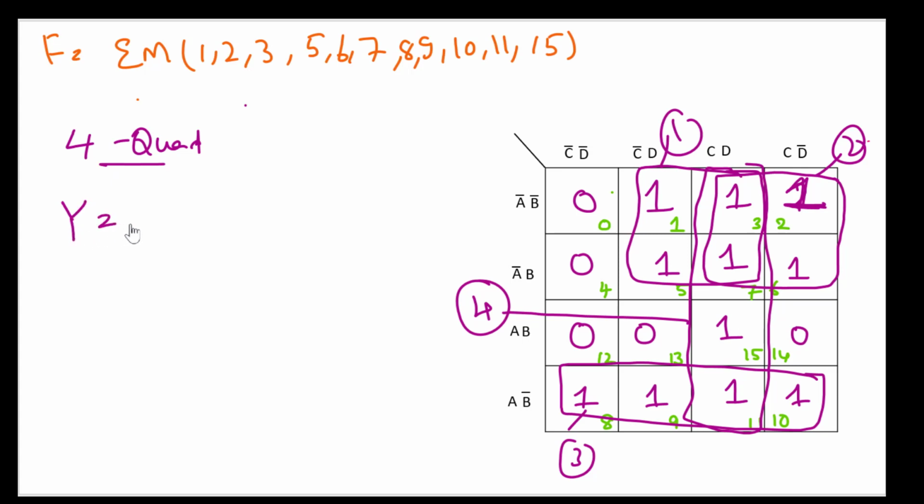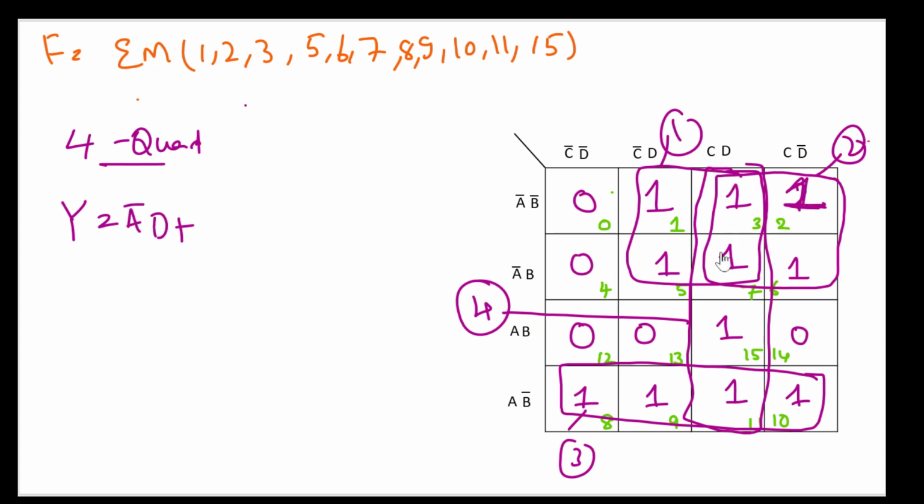The output Y will be, if you take the first quad, C bar D and C D, that means C is getting complemented, so you eliminate C and keep D here. If you look at the row side, A bar B bar and A bar B, that means B is getting complemented, so you have A bar here and D here. That means your first quad will be A bar D.